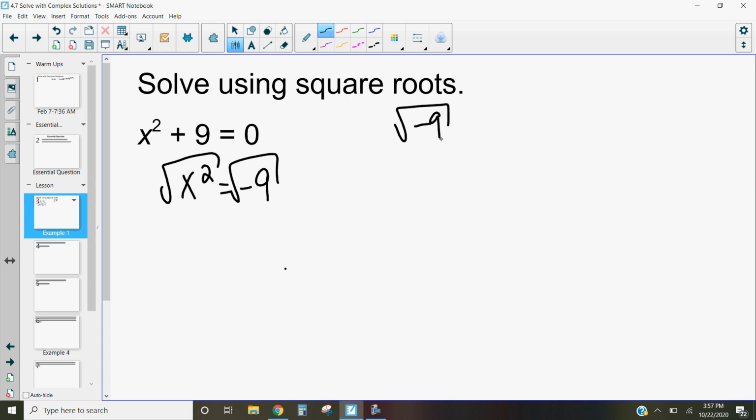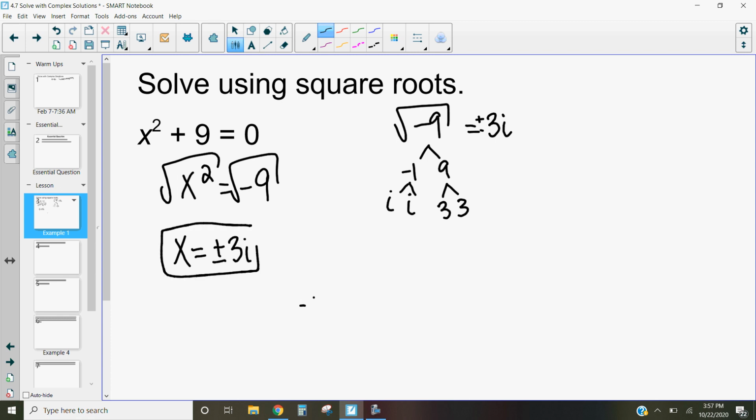When we talked about complex numbers and imaginary numbers, we talked about how we can simplify negative numbers underneath square roots. So what we're going to do here is simplify this one, and it becomes -1 and 9, and then 9 breaks down into 3 and 3. And so this -1 breaks down into i and i, our imaginary numbers. And so really what the square root of -9 is, it's actually 3i. So as we solve this, we can square root both sides and we get that x equals positive or negative 3i. So there we go.